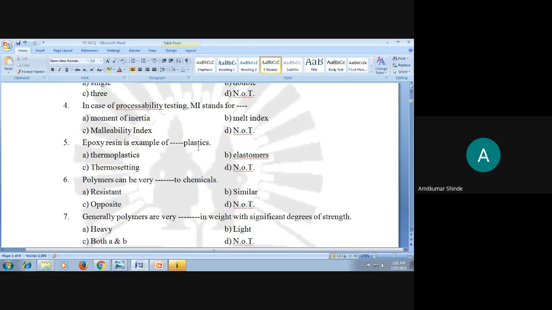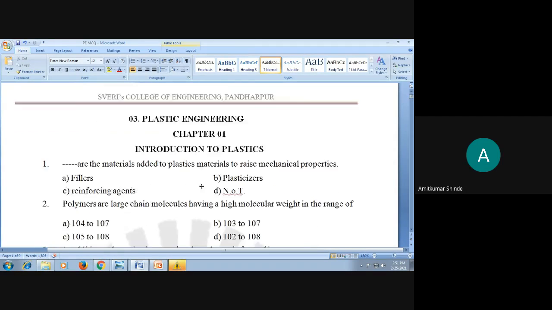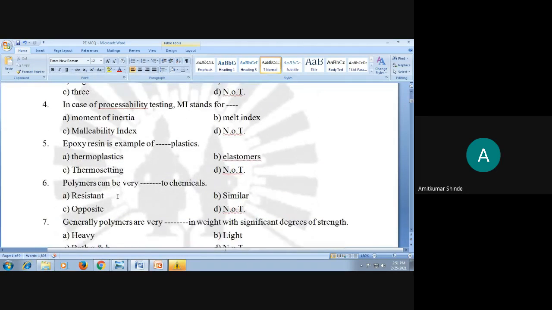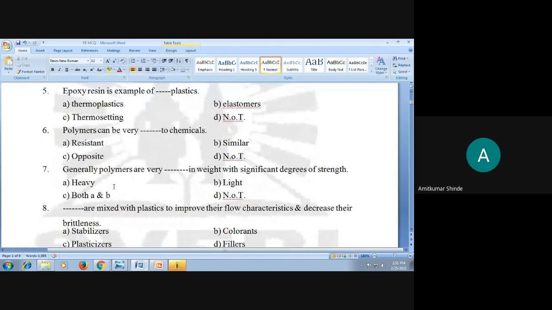Epoxy resin is an example of a thermosetting plastic. Already we have discussed this. Then the polymers can be very resistant, or very opposite, or very similar. Out of this, it is very resistant to the chemicals. Polymer will provide you resistance for different chemicals.